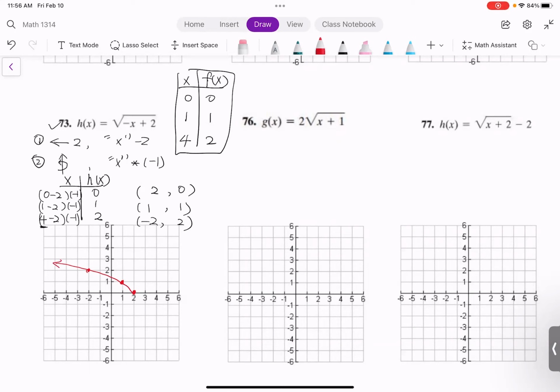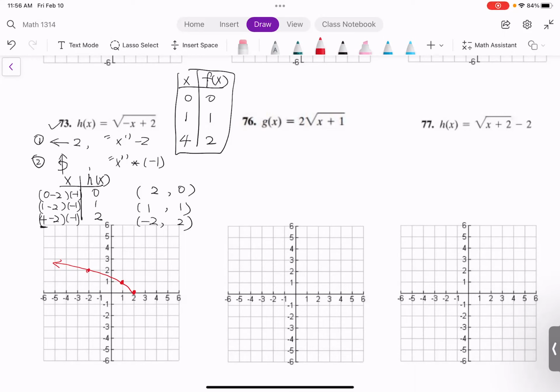If you have a graphing calculator, or if you're graphing it on decimals.com, it will show you a beautiful picture, not drawn by hand. Okay, let's see the next one.